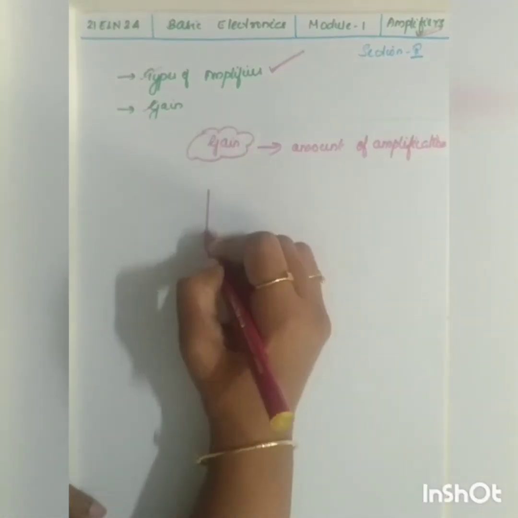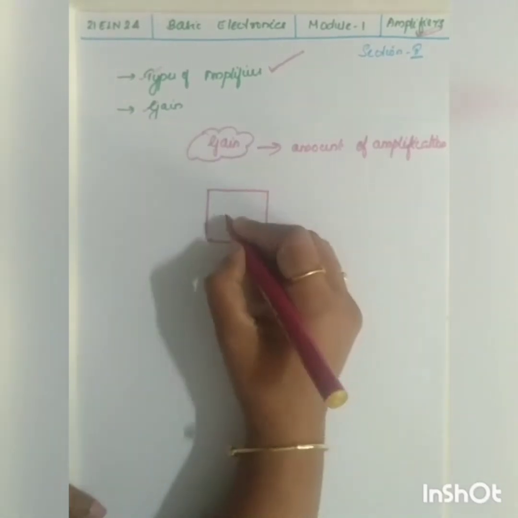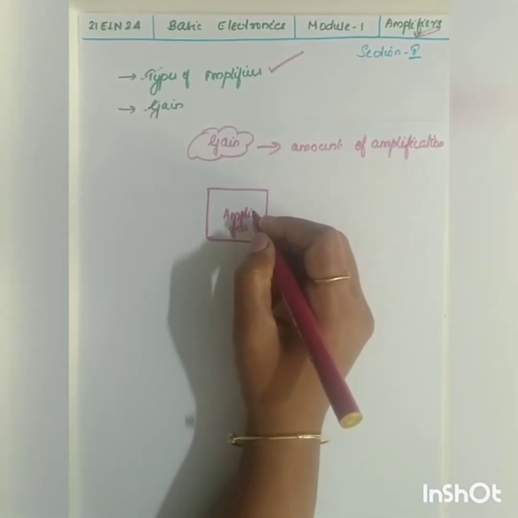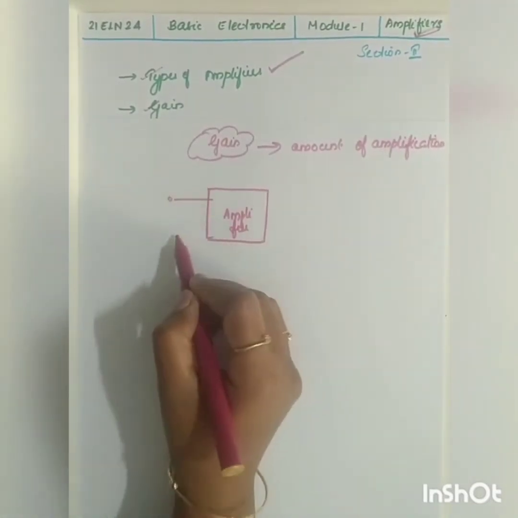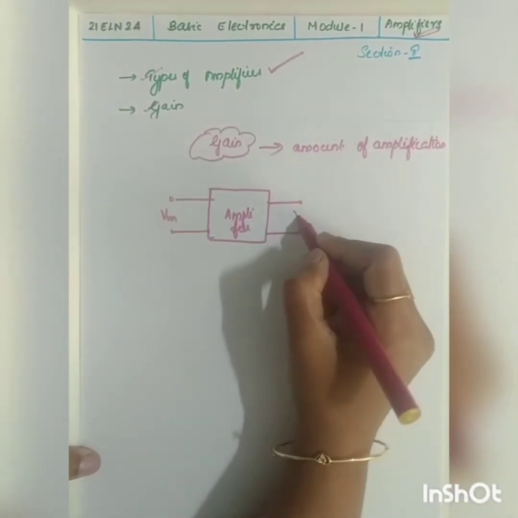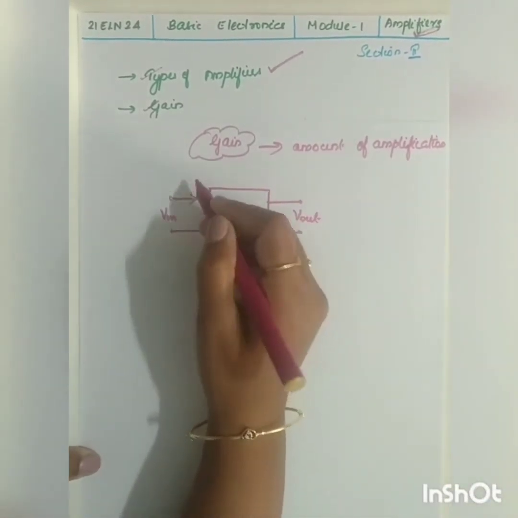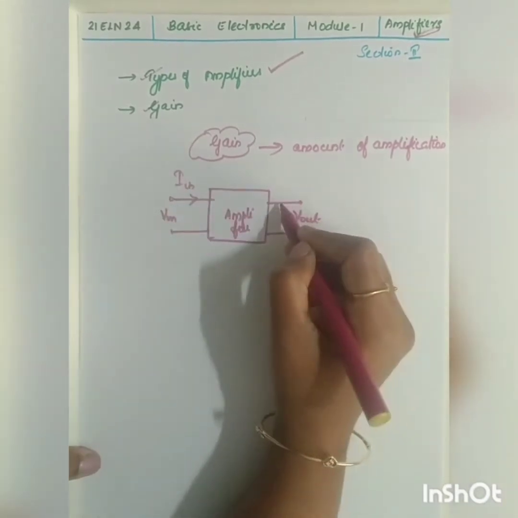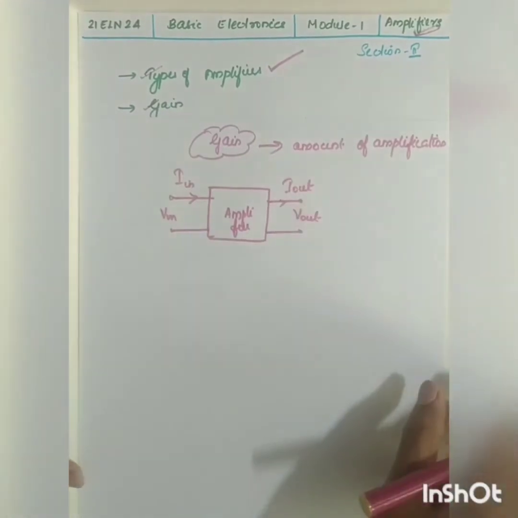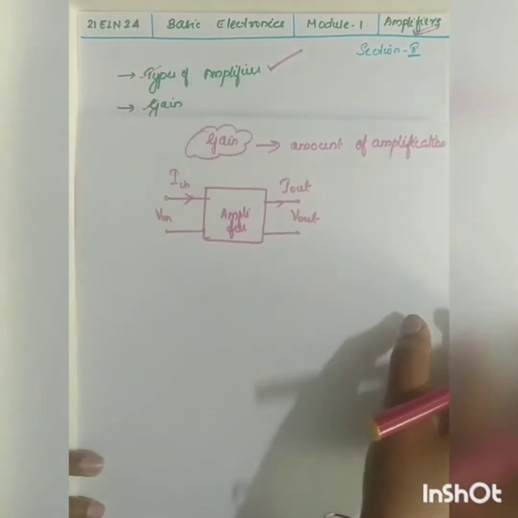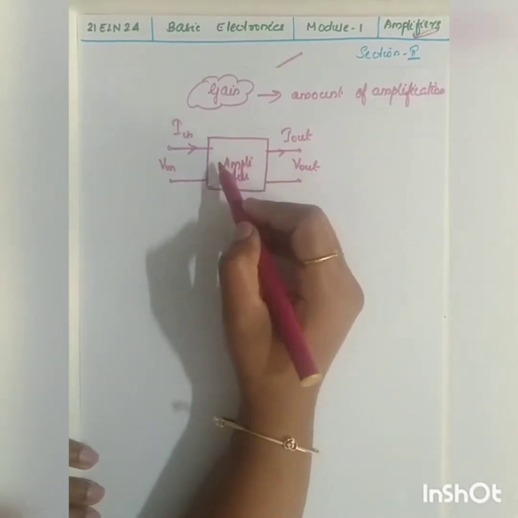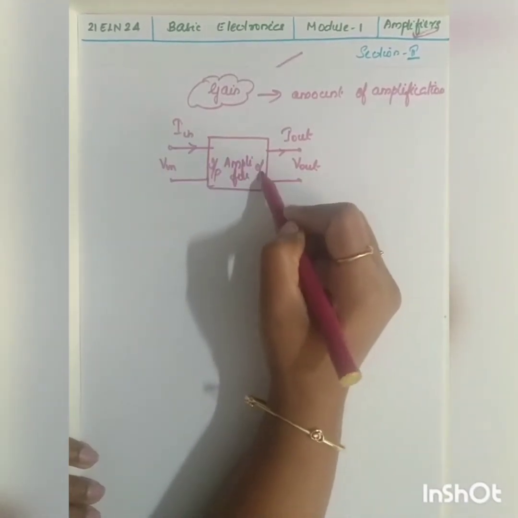Suppose let us take the amplifier as a black box. Consider this is your amplifier. Towards the input of your amplifier you will have your V in, and towards your output you will have your V out. The current towards your input will be I in, and the current in the output will be your I out. So this amplifier will have a gain. This will be your input and this will be your output.